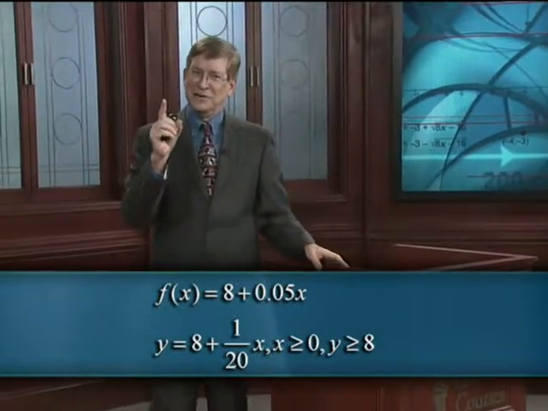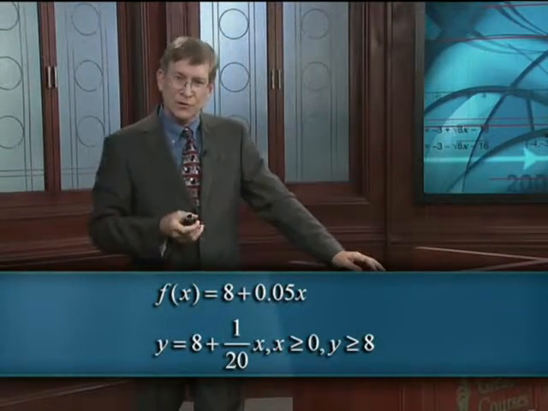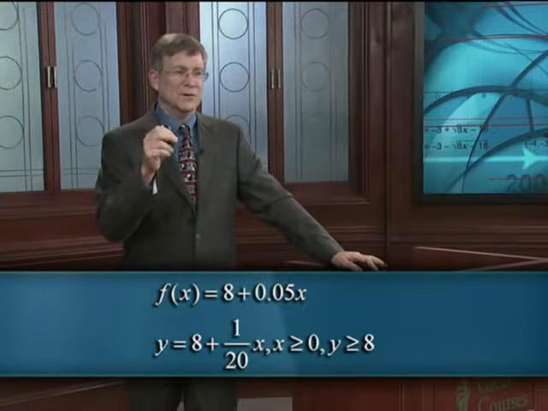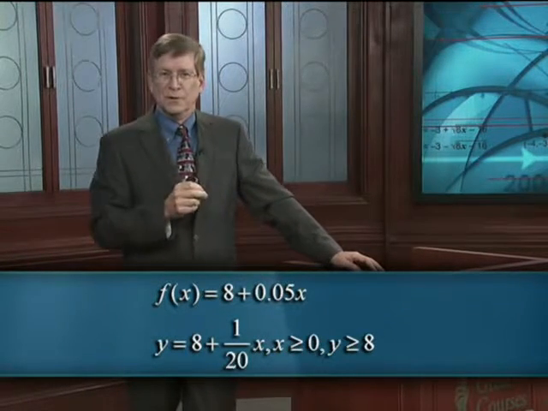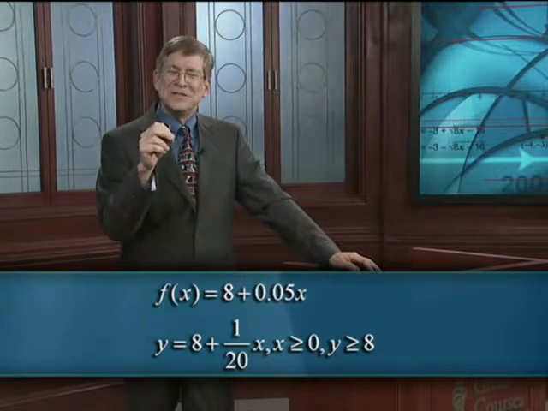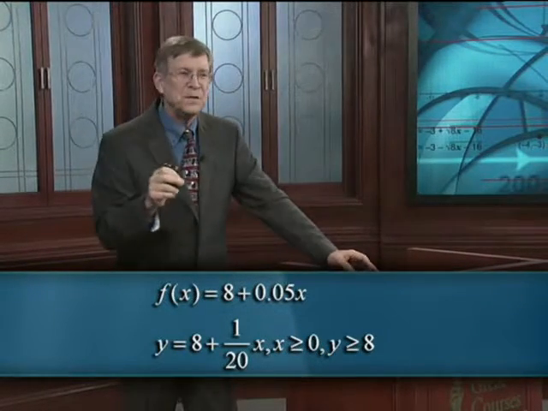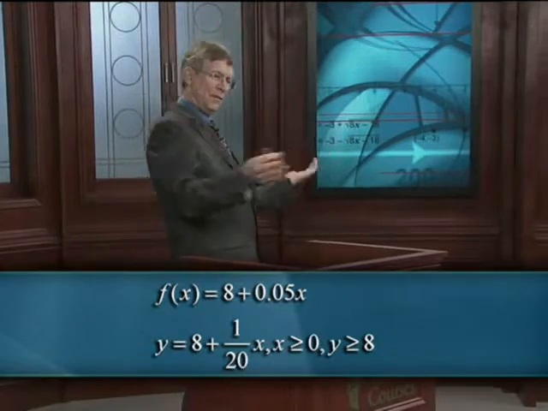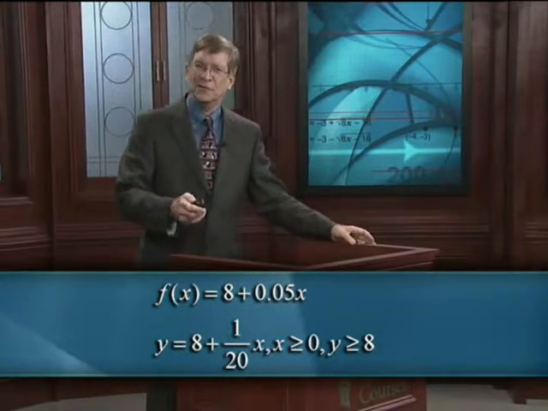And now let's be careful. The domain here is x bigger than or equal to 0, because the number of hamburgers is greater than or equal to 0. And y, notice, is bigger than or equal to 8. That's because at worst, if I don't do a thing, I still get my $8.